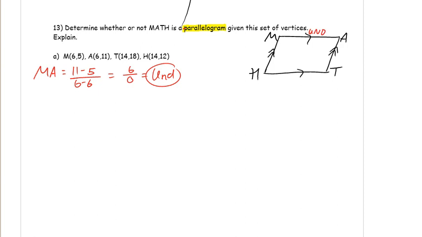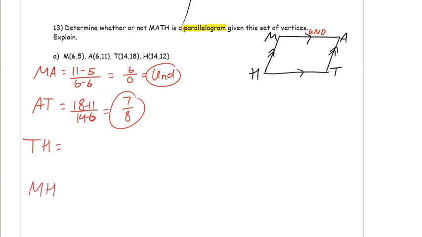We know that AT is going to be our next one. If you want to go in that order, it doesn't matter, I suppose. 18 minus 11 over 14 minus 6. So we have 7 over 8, which is just left as 7 over 8. Find the next 2. So you need to find TH and MH would be the last one.